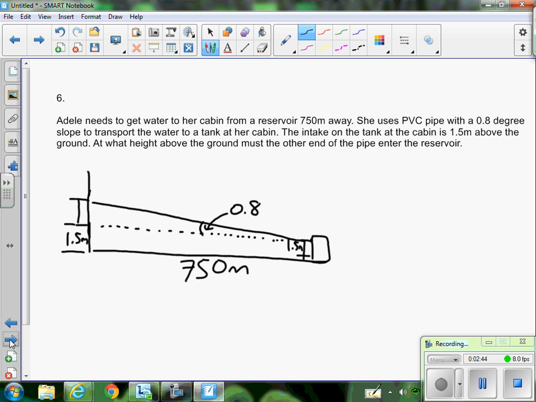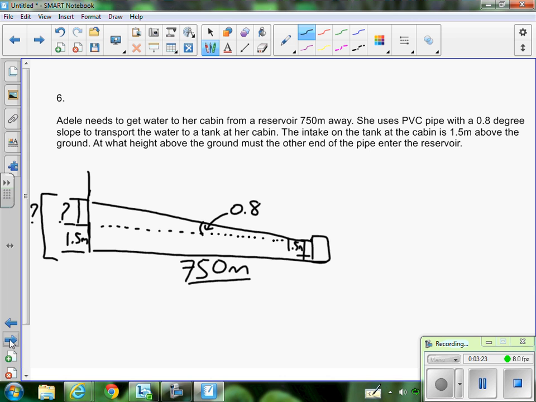With question 6, we're dealing with a holding tank for water, a reservoir that's 750 meters away. We've got a 0.8 degree slope, so that's an angle, to transport the water. The pipe itself is 1.5 meters above the ground, and we're asked to calculate this total distance here. Now I'm given 1.5. I still have to calculate out this.